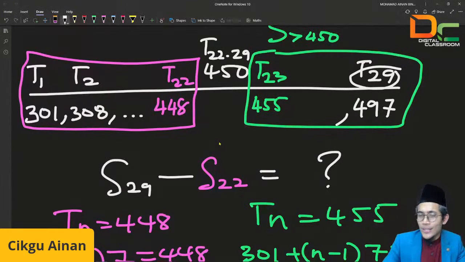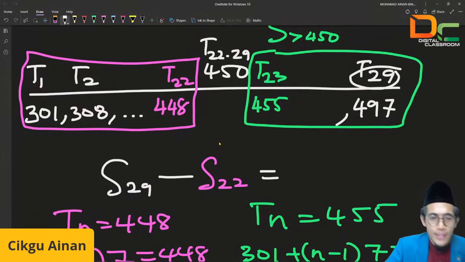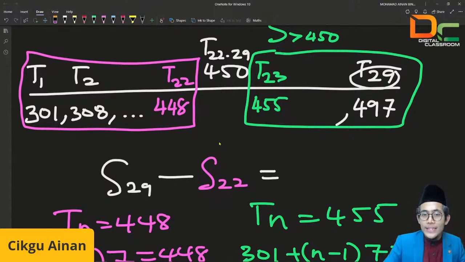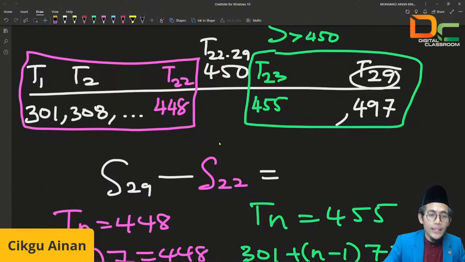Itu sahaja konsepnya. You apply the correct formula and then you should get the answer. Ya. Okay, kenapa kita tak tolak dengan S23? Kenapa kita tak tolak dengan S23? Sebab S23 is the one that we want. Yang kita nak. S22 yang kita tak nak.